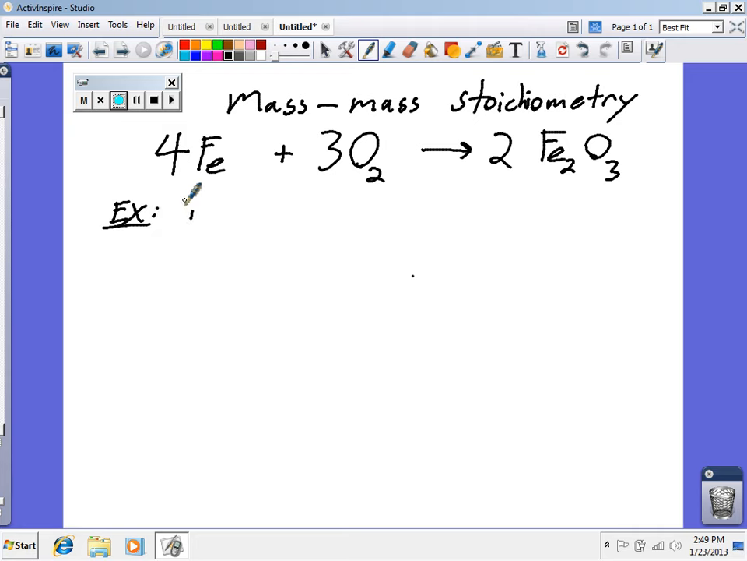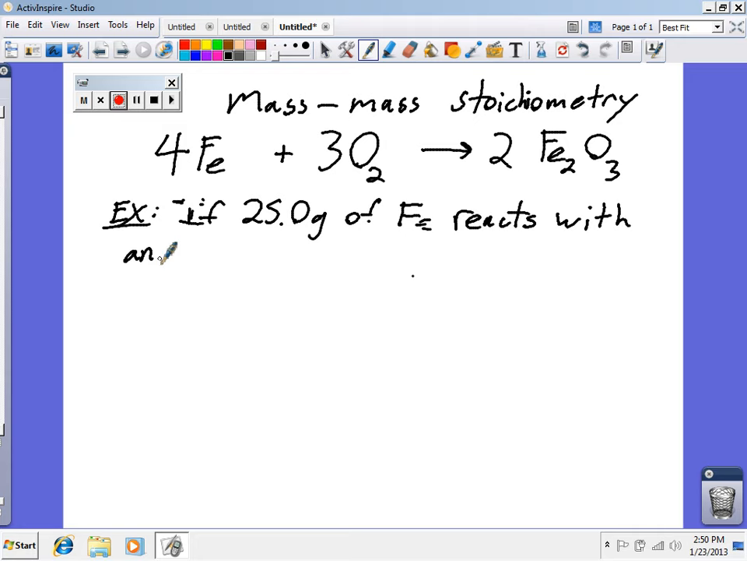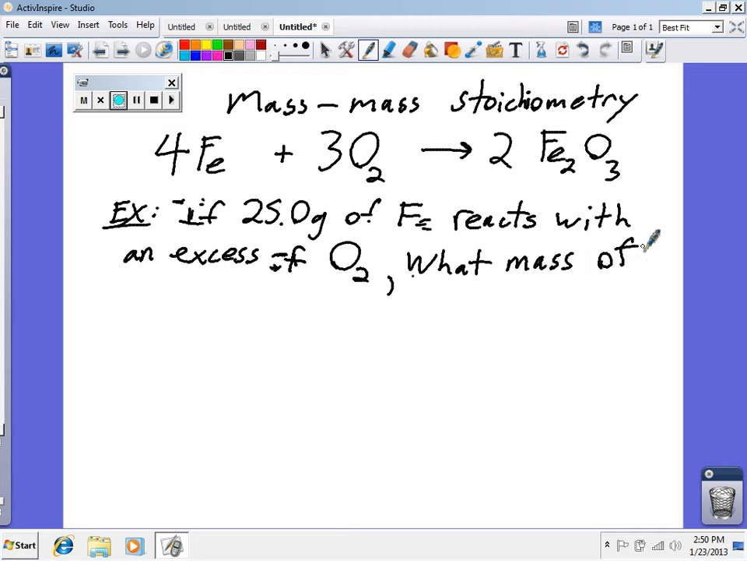If 25 grams of iron reacts with an excess of O2, what mass of iron oxide is produced?